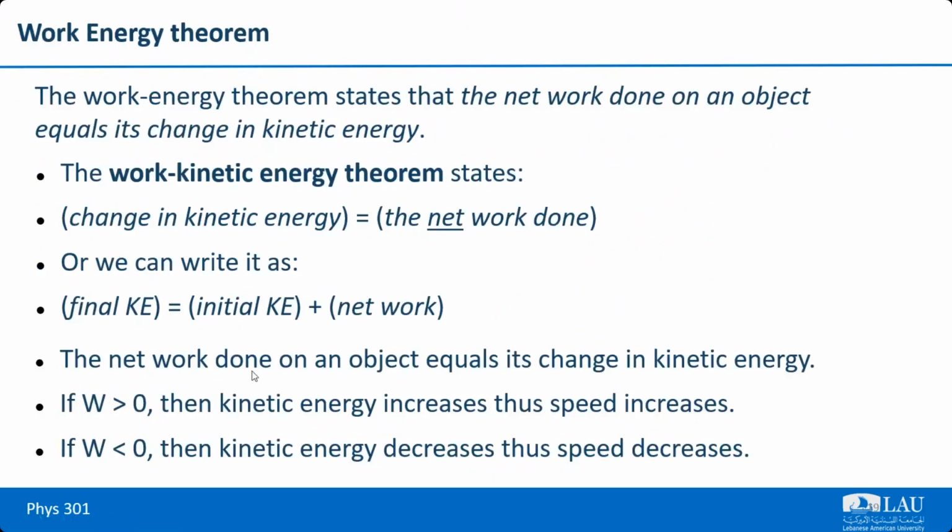Now, one thing you should notice is if the net work is positive, this means the kinetic energy is increasing and thus the speed is also increasing. You can take a look at our formula again. W net equals delta K. If this is positive, then K final is greater than K initial, and thus the speed is increasing. So when the net work is positive, the speed increases. When the net work is negative, the speed is decreasing.